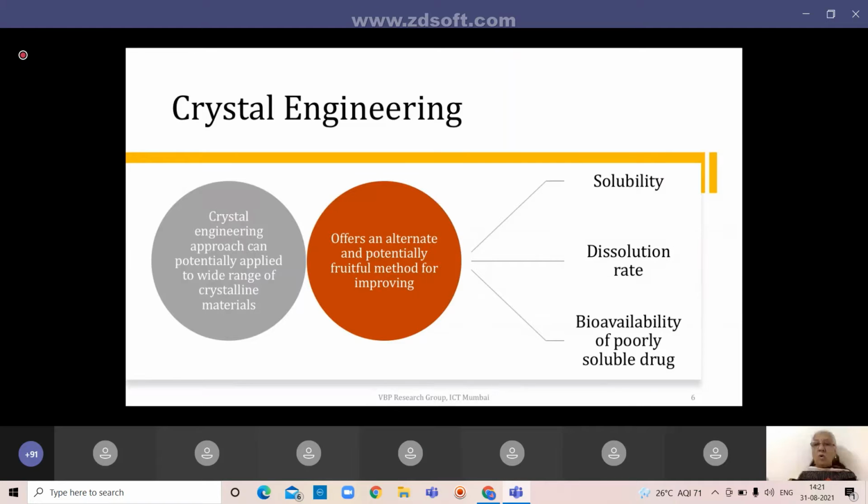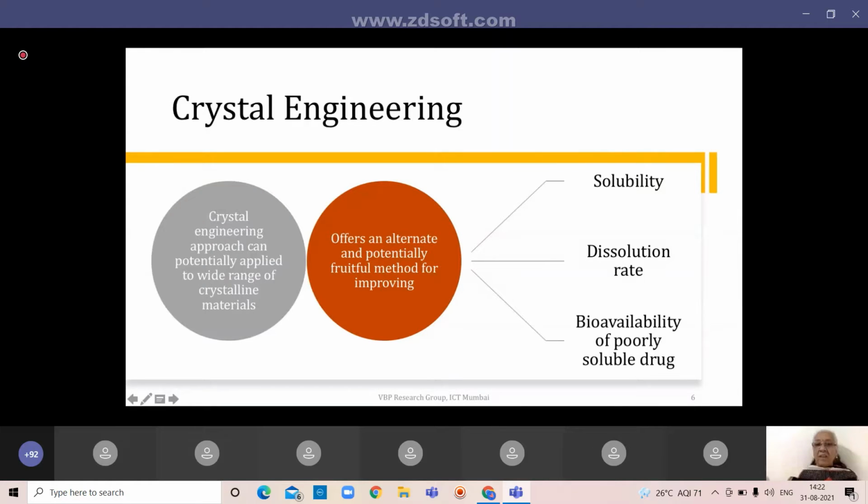You know that more and more moieties which are coming up now are proteins, peptides, macromolecules, nucleic acids, which are water soluble. So can we use crystal engineering to reverse this mode? The answer is yes. And when I say that it offers an alternate and potentially fruitful mode for improving these properties, it's an alternative to what? All of you have seen that salt formation is one approach by which you can increase solubility. You've looked at solid dispersions as an approach which could be used to increase solubility.